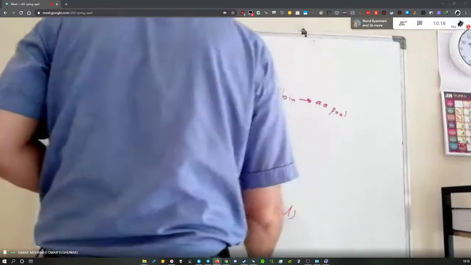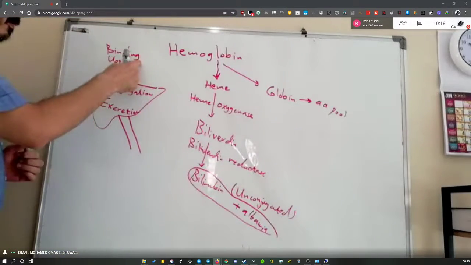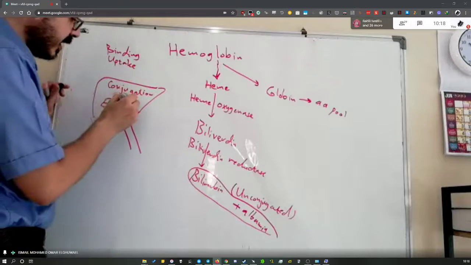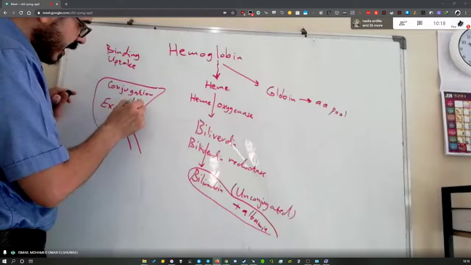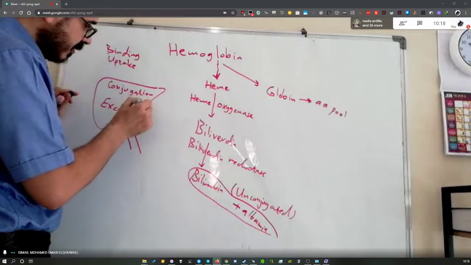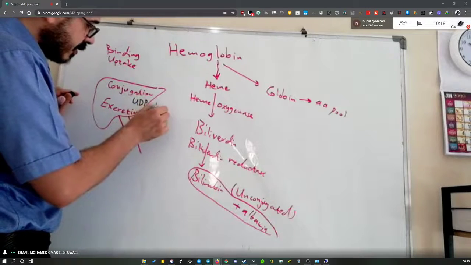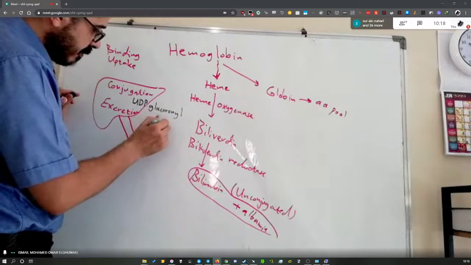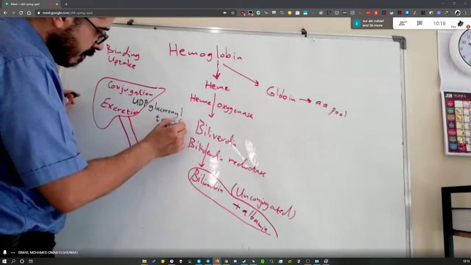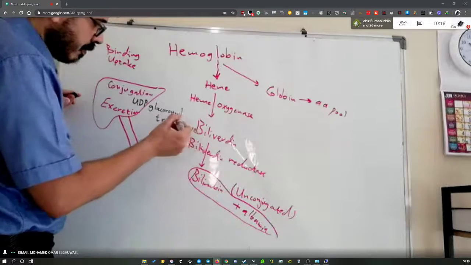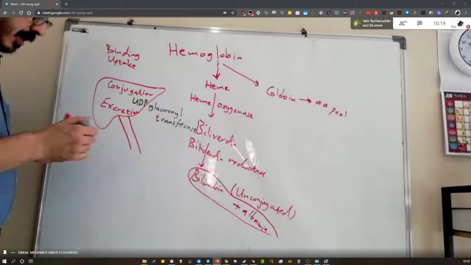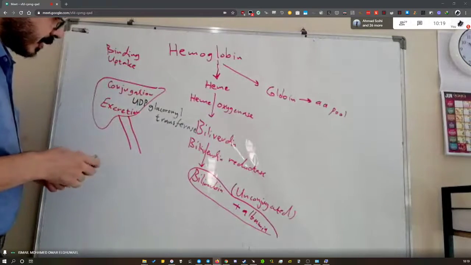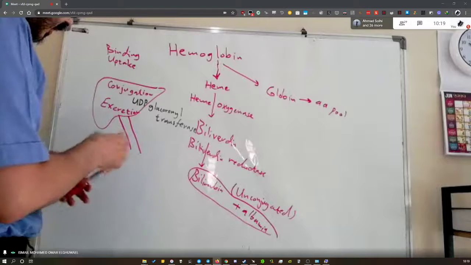So, binding to the receptors, uptake inside, and conjugation with the enzyme uridine diphosphate glucuronide transferase. That is the name of the enzyme. So bilirubin becomes conjugated and excreted.